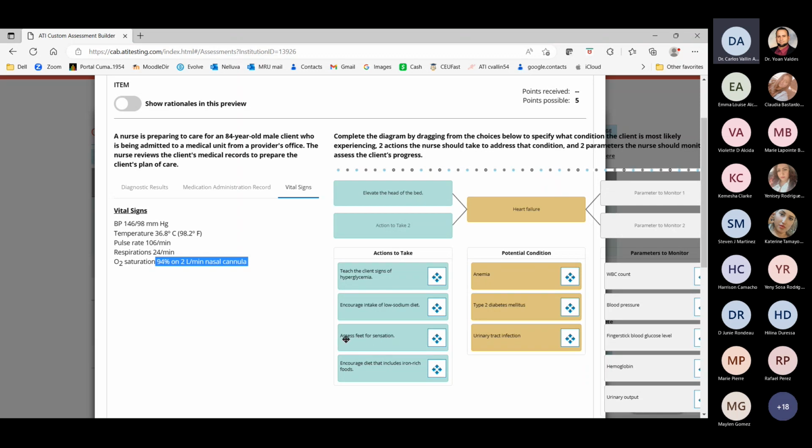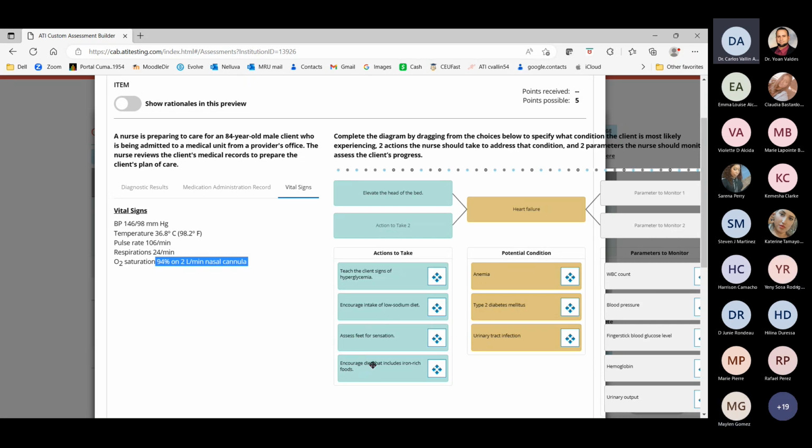Assess feet for sensation. What does that mean? Why would I need to test the feet of this client to see if the client is feeling normally or not? Because the client is diabetic. Yes, but is diabetes the main problem? No. Is it a priority in heart failure to check if the person has diabetic neuropathy, polyneuropathy in the legs? No, it's not a priority. It doesn't mean that it's not important, but I need to choose the two most important.